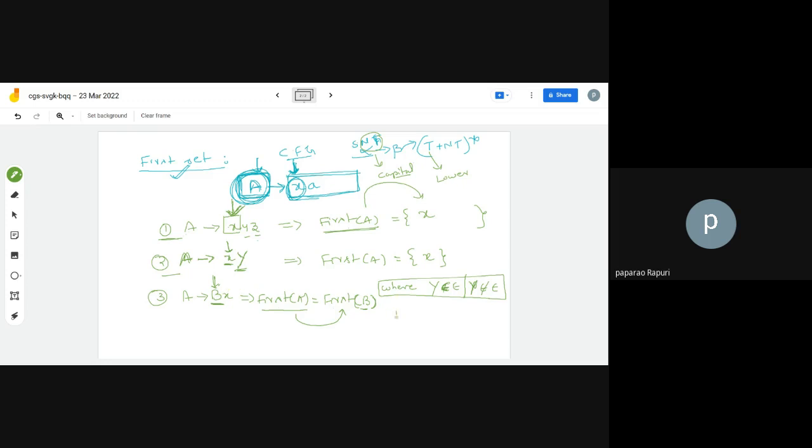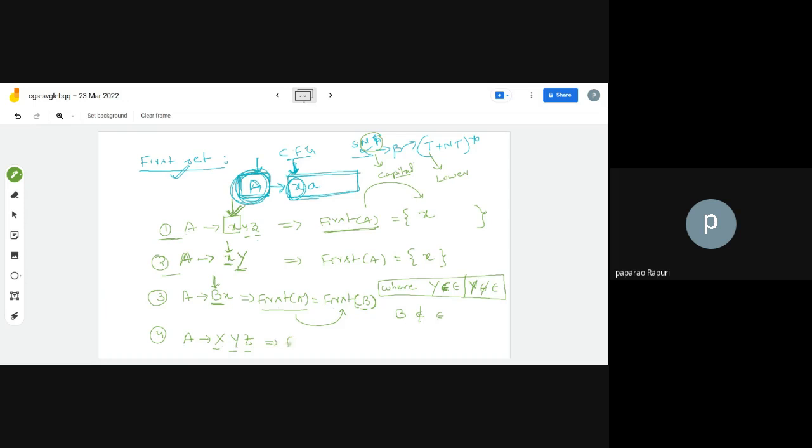And here B does not belong to epsilon. So in that case, we need to find first of B and add all those terminals to the first set of A. One more case is A derives capital X, capital Y, capital Z. In this case, all are non-terminals.